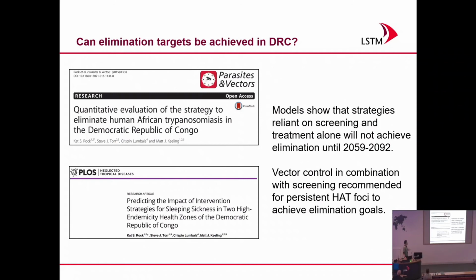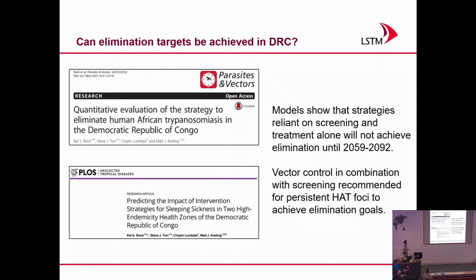And modelling has shown, using data from Bandundu province, that if we just continue with the strategy of screening and treatment, we're not going to get to the elimination goal. In fact, elimination won't happen until, at best, 2059, at worst, 2092. And that depends on whether we were to maintain screening levels at current average levels or increase them to the maximum potential levels.